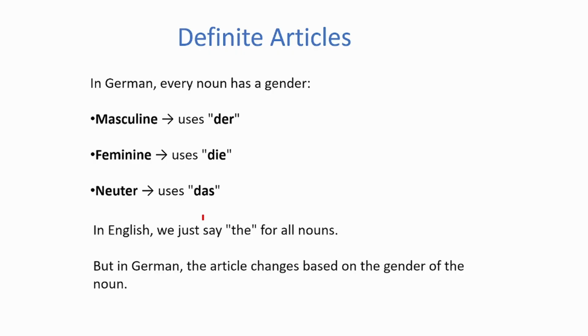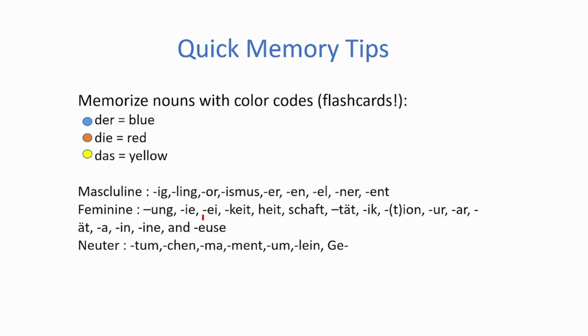So whenever you read or learn about a noun, you have to always remember it with its article. That is the best way to remember all the articles. And there are some quick memory tips. For example, you can memorize nouns with color codes. In this lesson, we will memorize the masculine nouns with the color blue, feminine with red, and neutral with yellow.